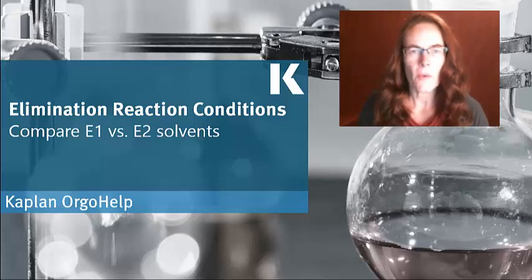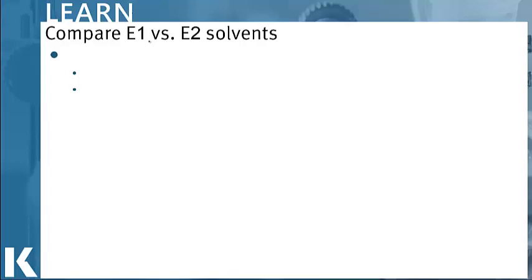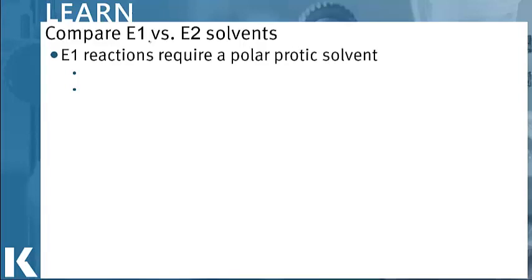In this video, we will compare E1 versus E2 solvents. To compare the solvents used for E1 and E2 reactions, we need to look at the reactions individually to determine what they need. For an E1 reaction, we require a polar protic solvent. We discussed what a polar protic solvent is in our classify polar solvents as protic or aprotic.